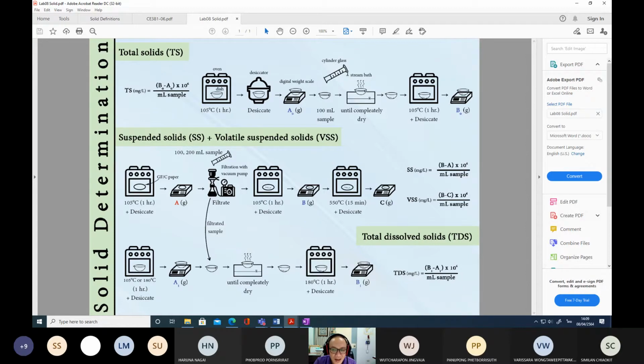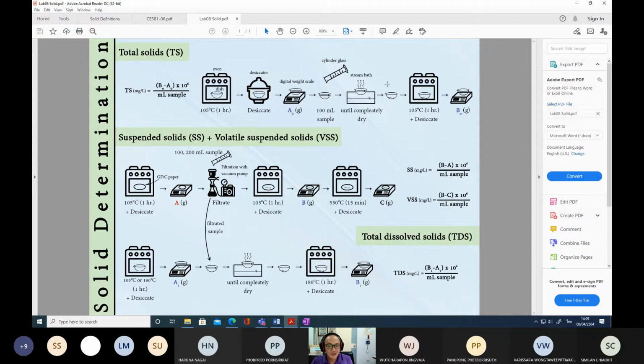After that, we put the 100 ml sample, using a glass cylinder, into the dish, and we put the dish containing the water sample here. This is the water bath. In fact, we boil this water, but this dish will never touch the water. Just the steam will reach the dish and evaporate the water sample inside it. So we use this to remove all the water content.